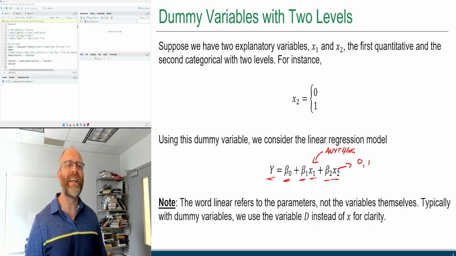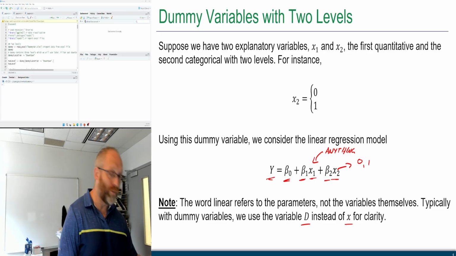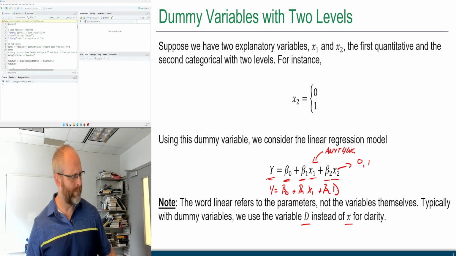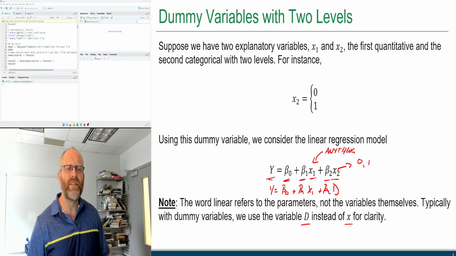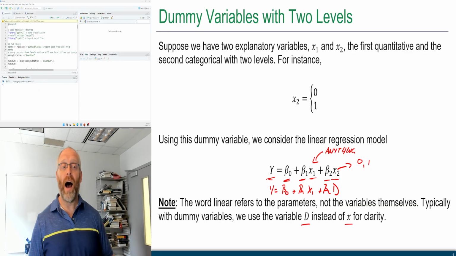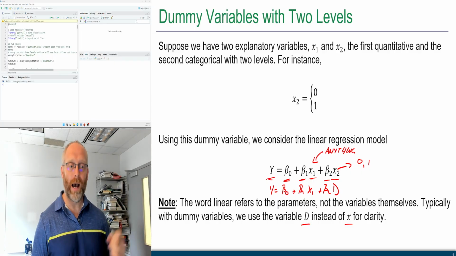A key thing to note here, when we're talking about a linear model, we're talking about linear in terms of the parameters, not the variables themselves. So typically with dummy variables, we use the variable d instead of x, just for clarity. So I could have written this model as y is equal to beta naught plus beta 1 x1 plus beta 2 d. And usually I'll do a subscript if there are different levels, and you'll see why in a second, because it's going to help us reference what level we're on. But we'll get to that when we start expanding this to 3 levels and more.